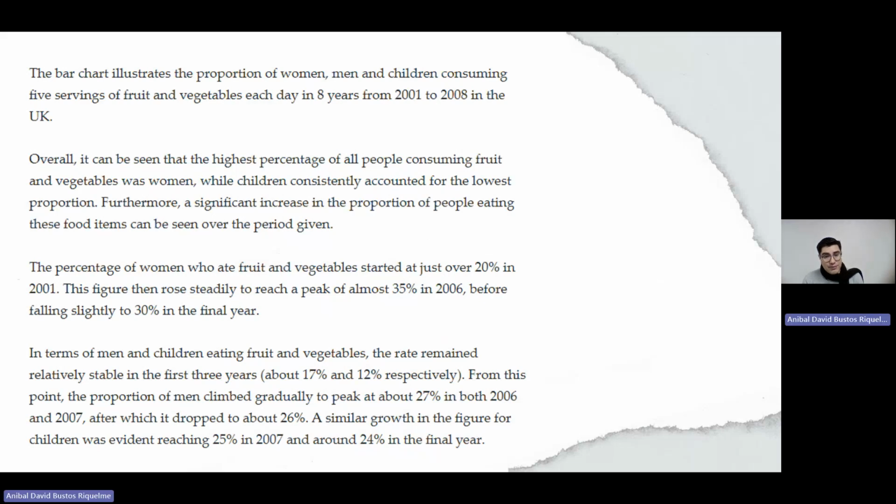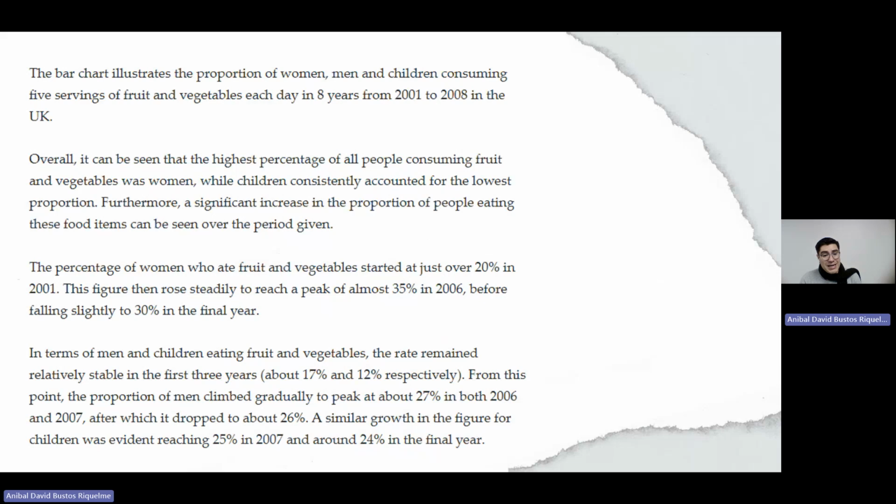So now you can see how the percentage related to women's consumption of fruits and vegetables, how it started, how it got to in 2006, and how it got in the final year, which is 2008. In terms of men and children eating fruit and vegetables, the rate remained relatively stable in the first 3 years, about 17% and 12% respectively. That is to say, 17% for men, 12% for children.